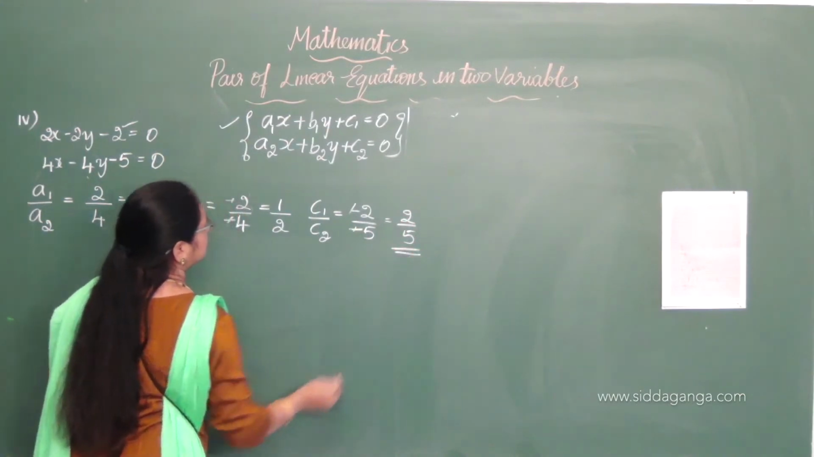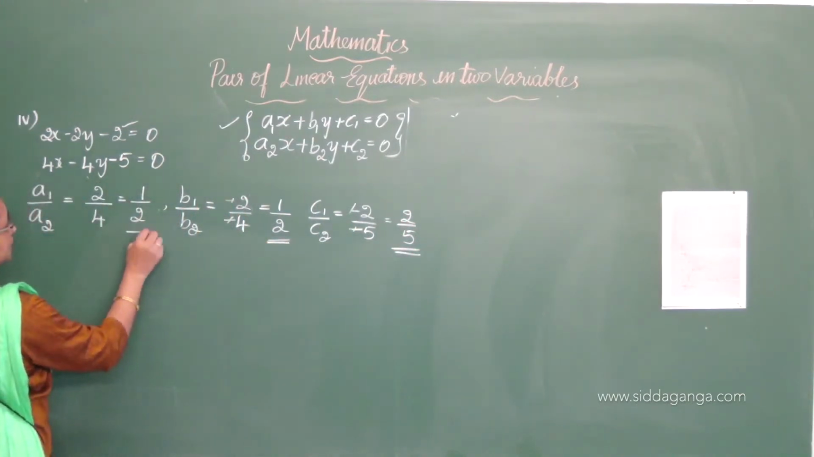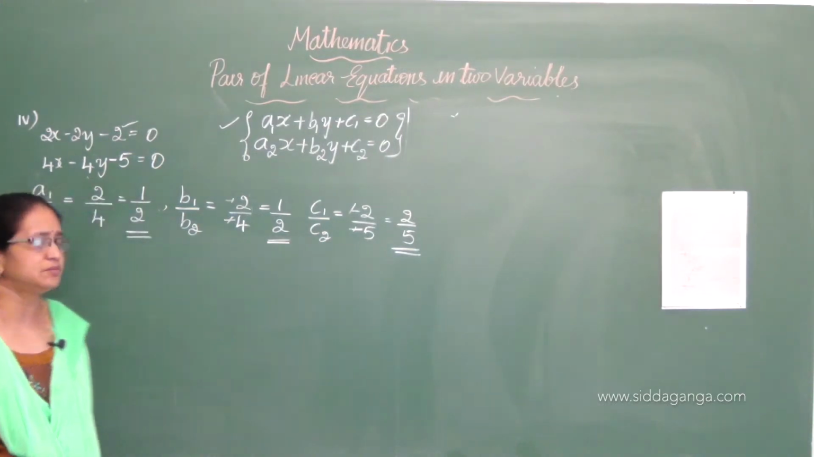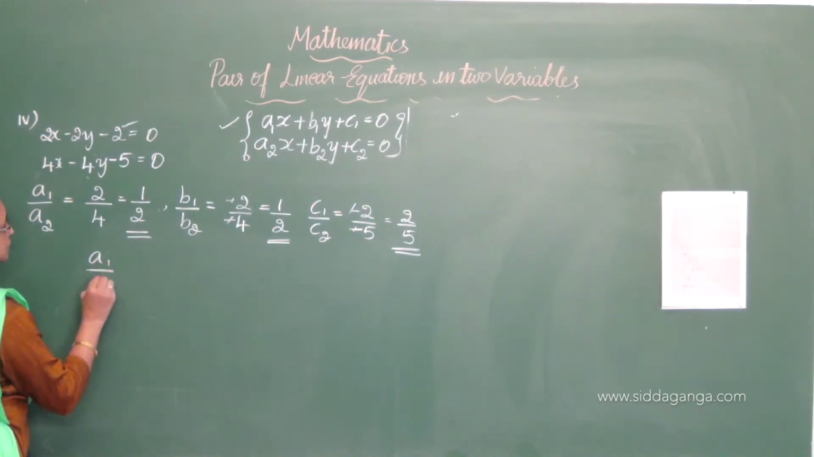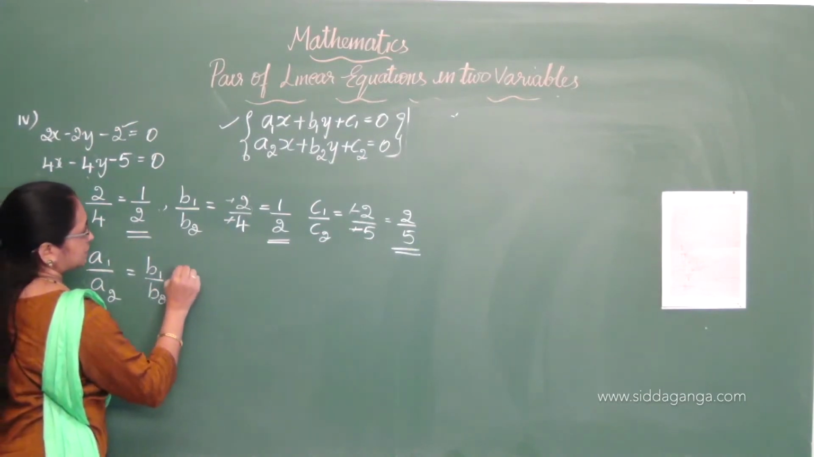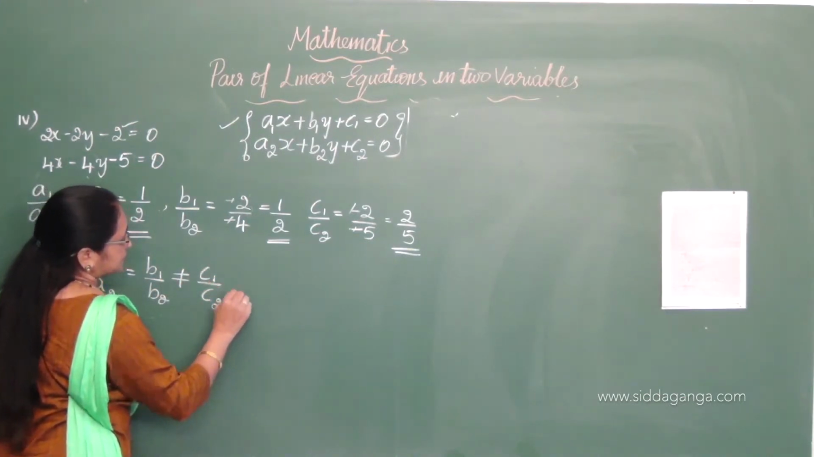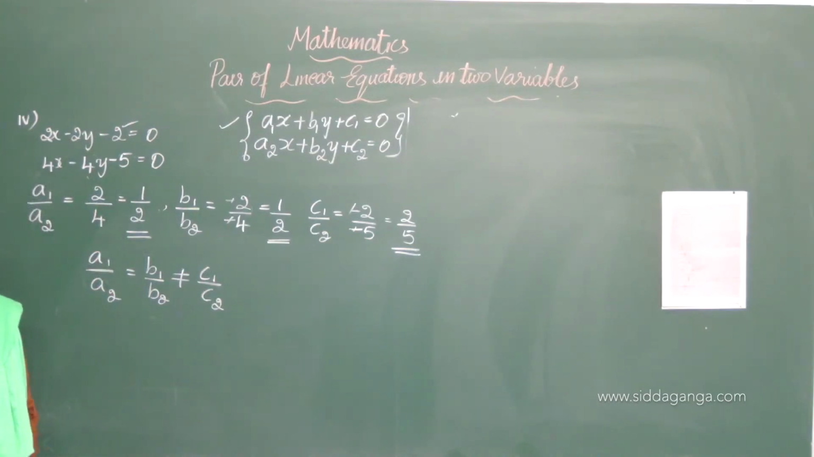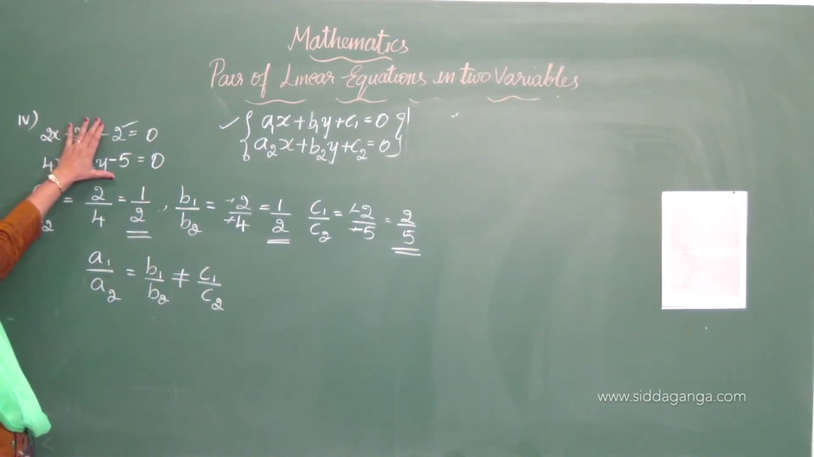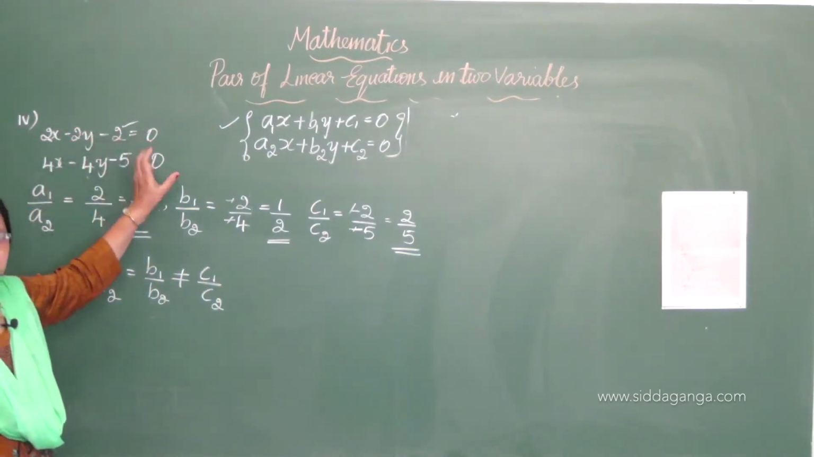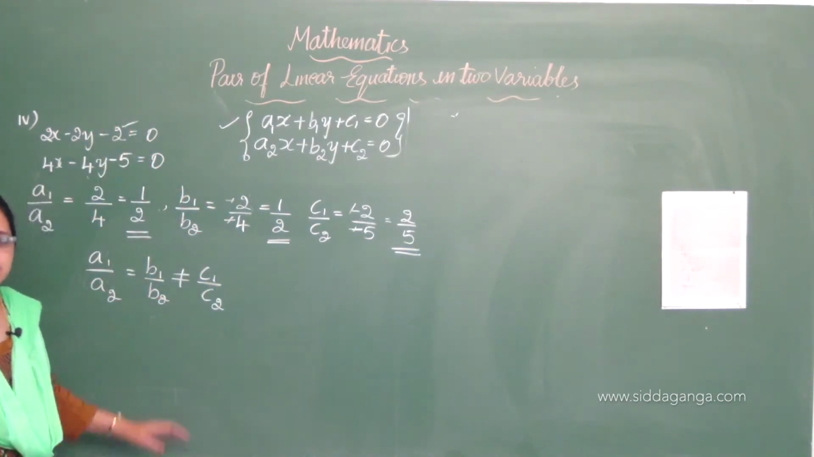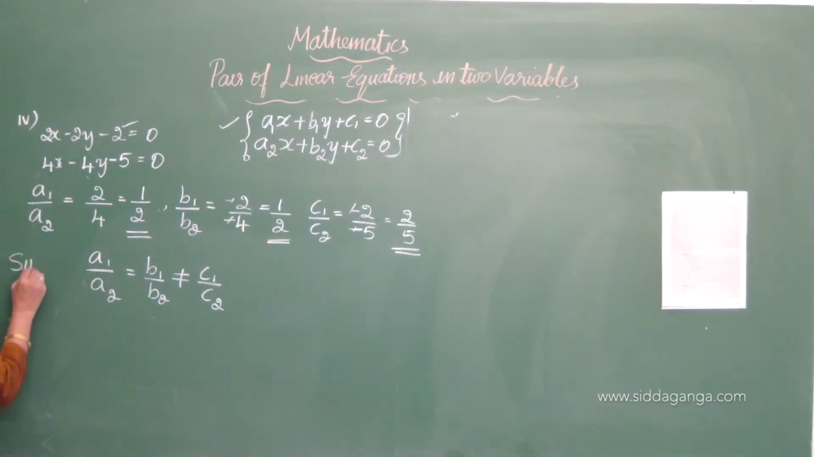Just note now, 2 by 5, and this is 1 by 2 and this is 1 by 2. So to what conclusion can you come? That is, a1 by a2 is equal to b1 by b2 is not equal to c1 by c2. What does this show? This shows that it does not have a common solution. So it does not have a particular value for x and y which satisfies both the equations. Is it clear now?